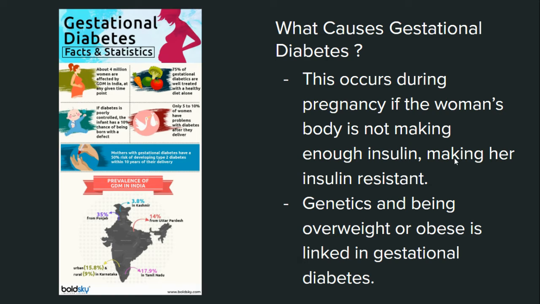What causes gestational diabetes? This occurs during pregnancy if the woman's body is not making enough insulin, making her insulin resistant. So her body needs to produce insulin for herself and for the growing child or children in her body. So if it's not able to make enough, it will become insulin resistant. Genetics and being overweight or obese are also linked to gestational diabetes.